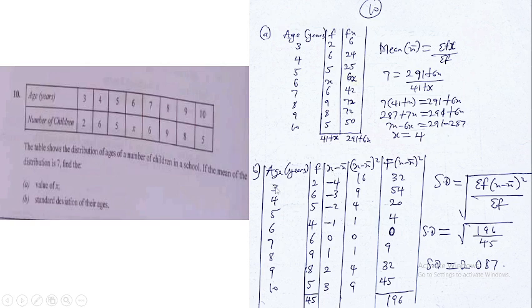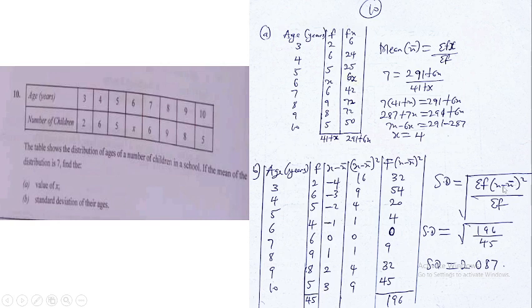So that means I'll be having 3 minus 7, and that'll give us minus 4. 4 minus 7 will give us minus 3. 5 minus 7 will give us minus 2. 6 minus 7 will give us minus 1. 7 minus 7 will give us 0. 8 minus 7 will give us 1. 9 minus 7 will give us 2. 10 minus 7 will give us 3.